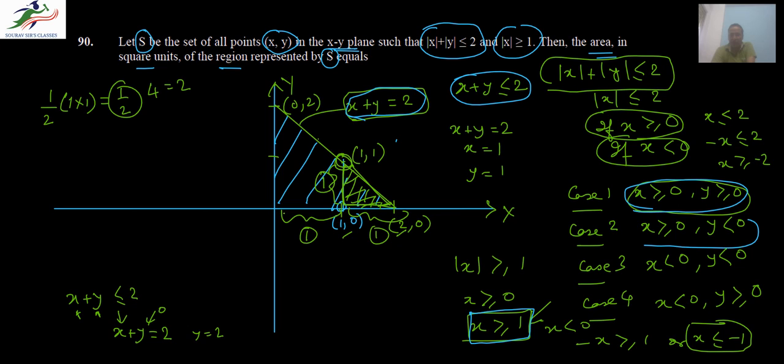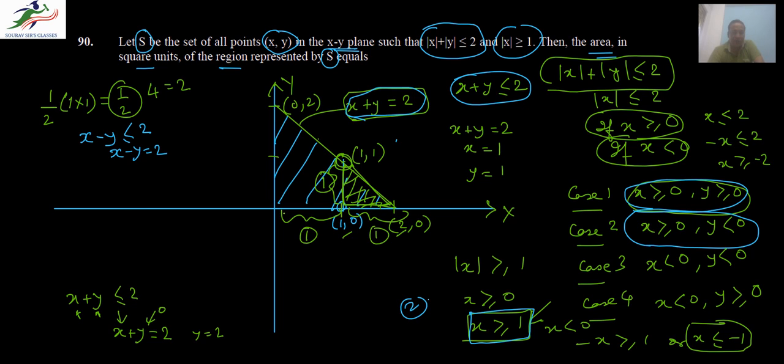So we'll go to case 2 where x is greater than or equal to 0 and y is less than 0. So therefore it falls in quadrant 2. Here, since x is greater than 0, the inequality will become x and y is less than 0, so mod of y will become minus y, is less than or equal to 2. So we'll consider the line x minus y equal to 2.